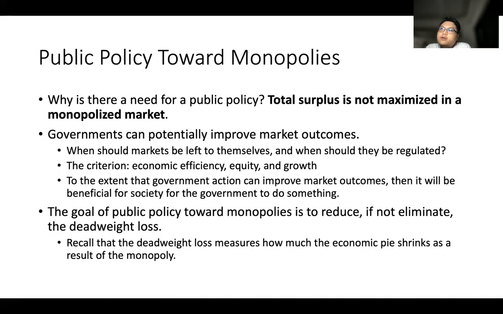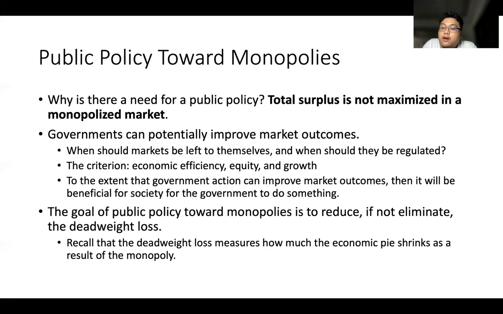So now, what is the public policy towards monopolies? Why is there a need for public policy? Because again, total surplus is not maximized in a monopolized market. Governments can potentially improve market outcomes, right? So when should markets be left to themselves and when should they be regulated?